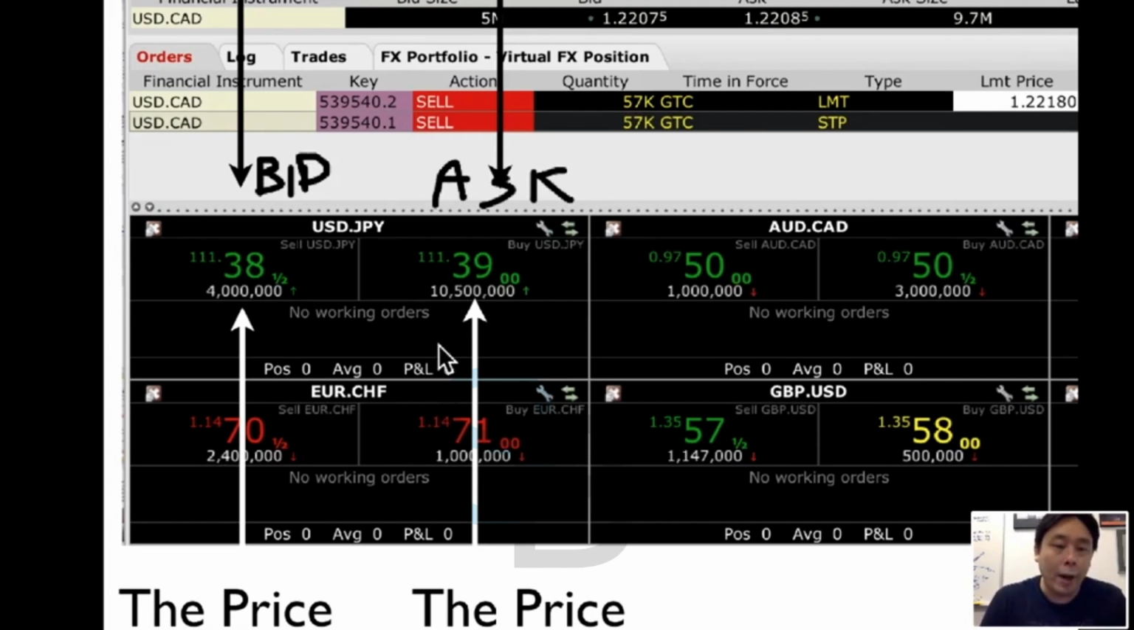So why is this important? Because the moment you click buy, you're buying at 111.39. And if you sell immediately, you're selling at a lower price. So how much are you losing the moment you buy and sell? You're losing half a pip. The half a pip is known as the spread or the slippage, and it's a cost of entering this position. Similarly, when you exit a position, you are also sacrificing half a pip. Make sense? That's the cost of entering and exiting.